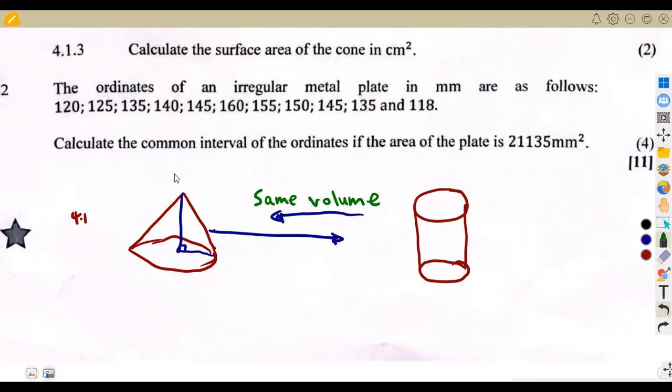Remember the volume of a cone? The volume of a cone is given by what? A third pi r squared h. You know, we are given this formula. And yet the volume of a cylinder is given as pi r squared h. When one is melted, this and this will be equal. Okay, we shall talk about that.